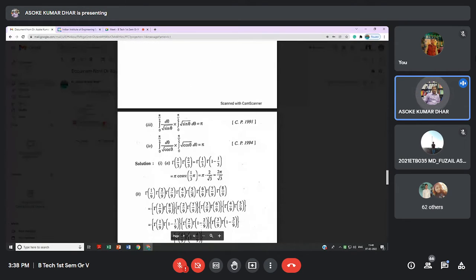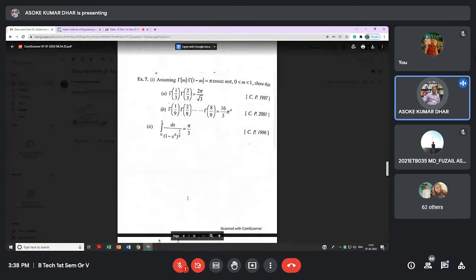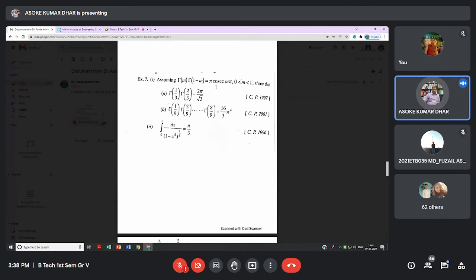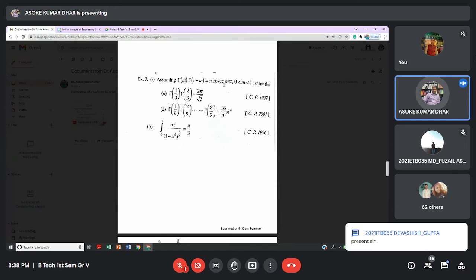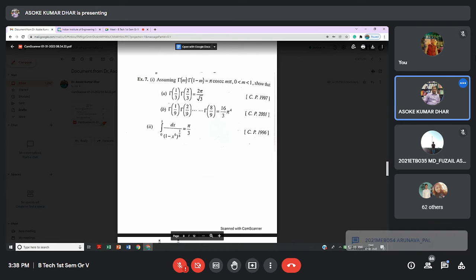The remaining part is very easy. And there is also another good relation: gamma m times gamma 1 minus m is equal to pi cosec m pi. You may commit this relation to memory, and by applying it, it is possible to solve many problems of this type.